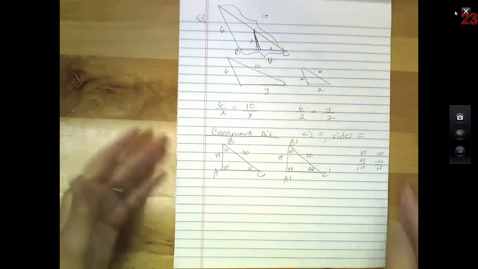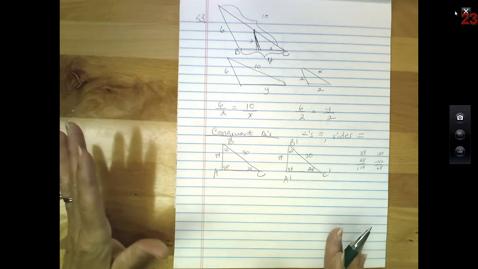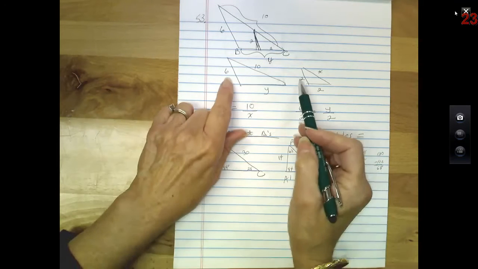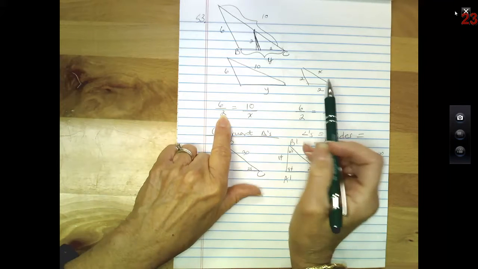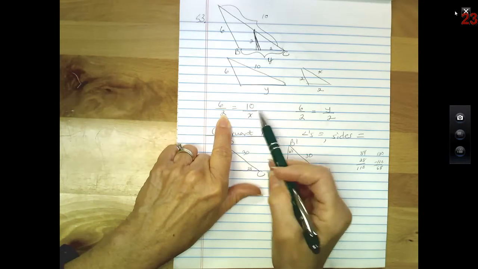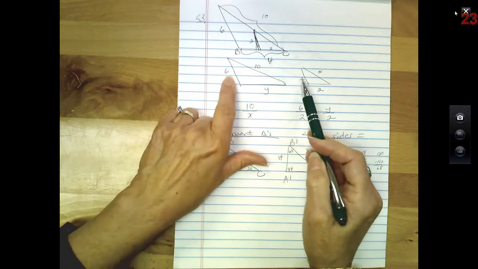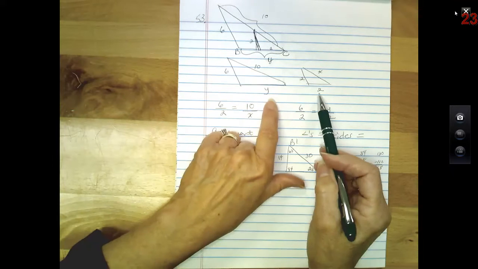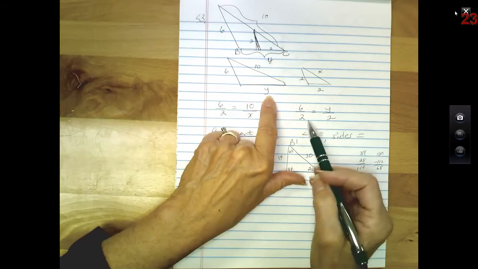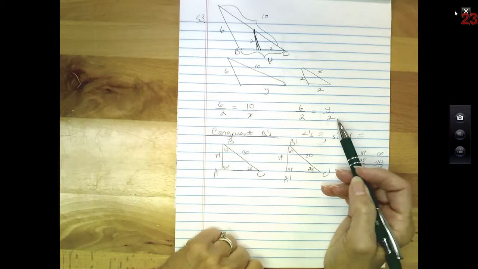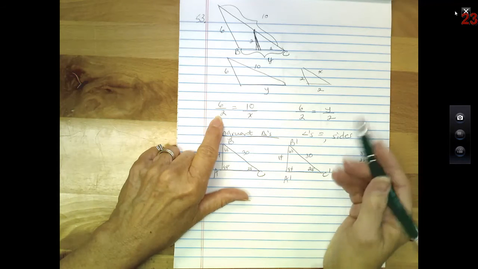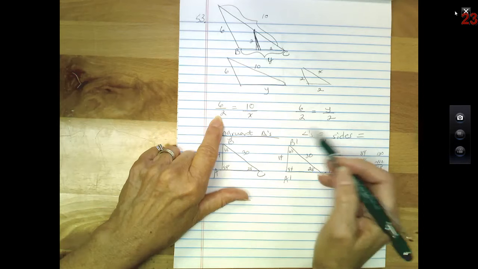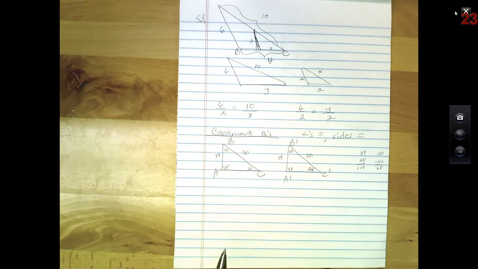Now I can set it up by finding the two sides that both have numbers. 6 is to 2, if I want to find this side, as 10 is to X. And then 6 is to 2, if I want to find this side, as Y is to 2. And then cross multiply. So that 6x equals 20, and then divide. And this is 12 equals 2y, or 6 on that one.